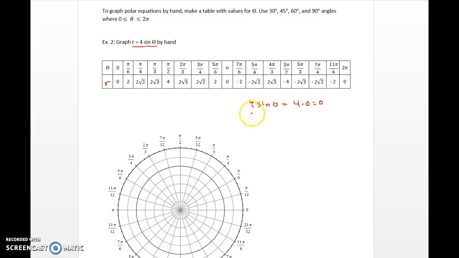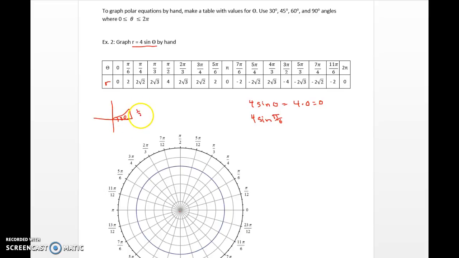Theta is pi over 6. So that's 4 sine pi over 6. And if you don't know off the top of your head what pi over 6 is, we can make a triangle. We can graph it.